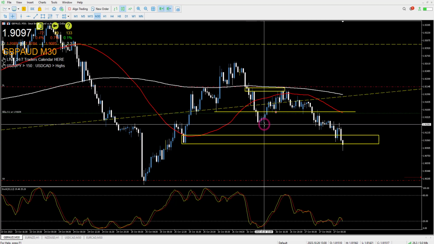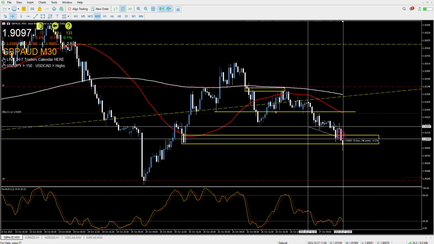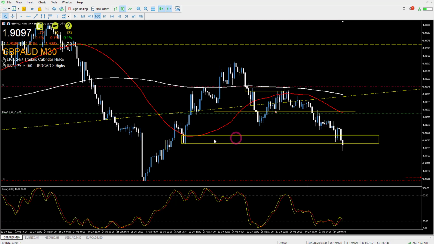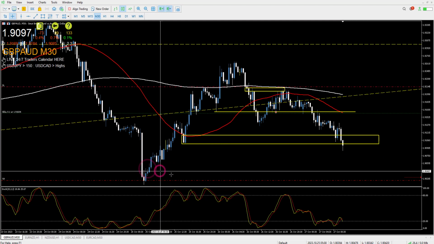The original order was a break of this swing low in here. So if you are in there, you're about 37, 38 pips up at this moment. What I would like to see is price trade below this low so it can continue down to the next support point. I have just moved my targets inside this low in here.